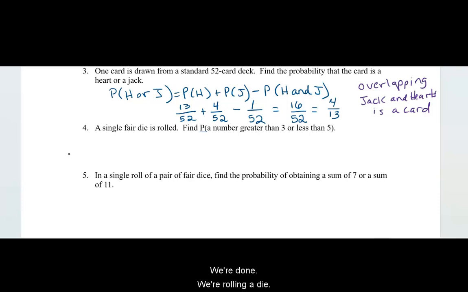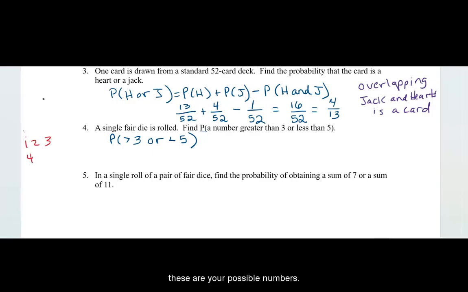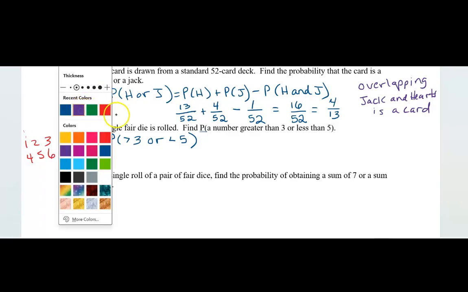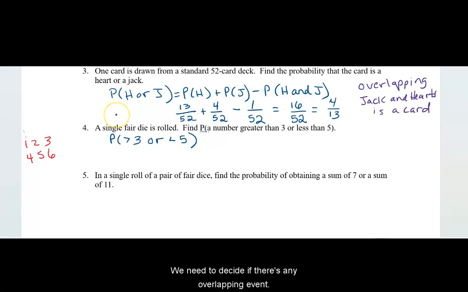We're rolling a die. We want the probability of a number greater than 3, so I'm going to change that to, or less than 5. Okay. So remember, on a die, these are your possible numbers. We need to decide if there's any overlapping event.